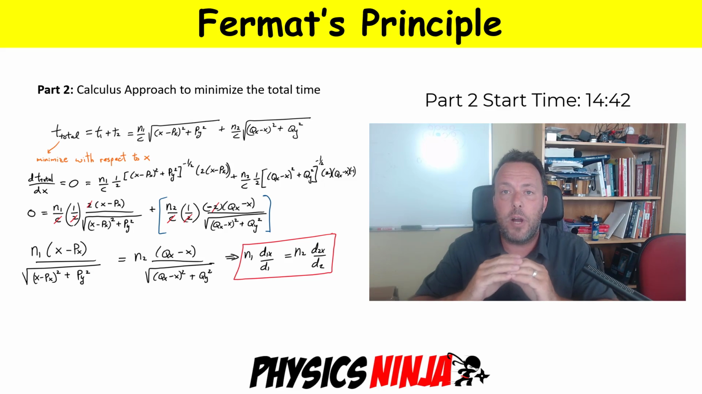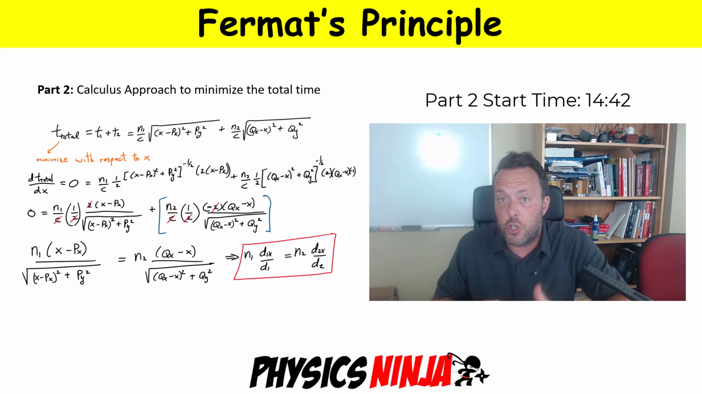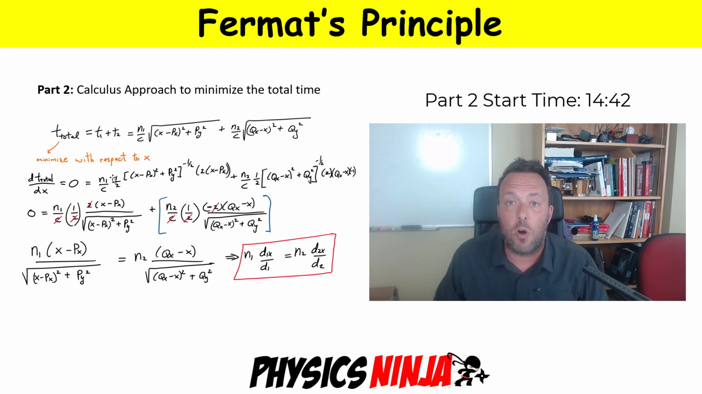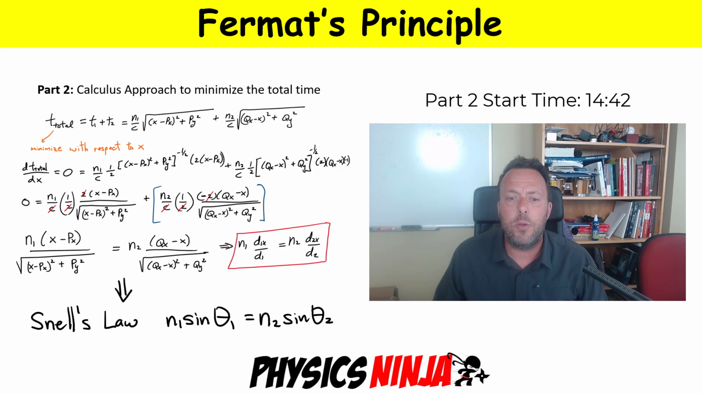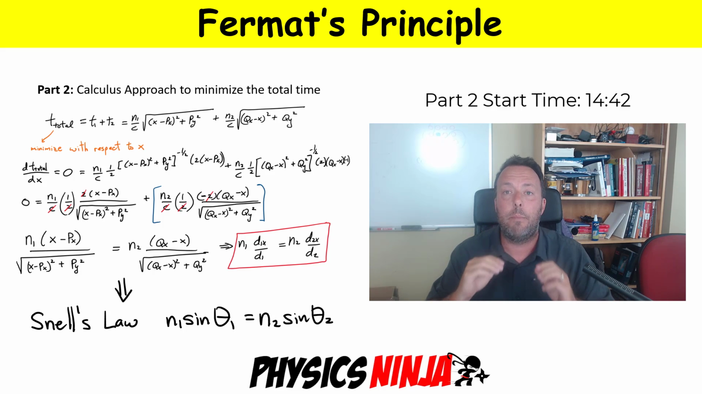Once I have an expression for the time it takes to go from one point to another, if I want to find the shortest time, I can minimize this function in order to solve it. And what we're going to show is, if I do the calculus correctly, that this is going to lead to Snell's law. So that's all done in part 2.